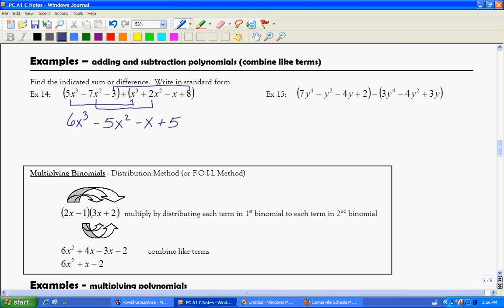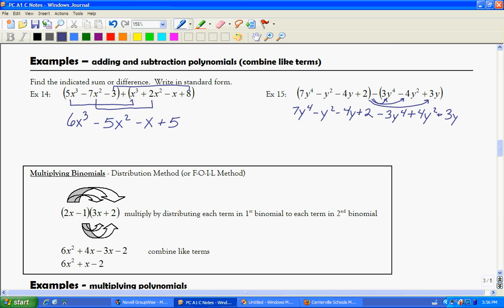Okay, 15 is one of our subtraction problems, so we need to remember to distribute this negative to each term inside the parentheses. A lot of times I like to rewrite this out and then combine like terms, so that's how I'm going to show you how to do it. So we have 7y to the 4th minus y squared minus 4y plus 2. And then we have a negative 3y to the 4th. A negative times a negative becomes a positive 4y squared. And then we have a negative times a positive, or we're just switching the sign. That's going to give us a negative 3y.